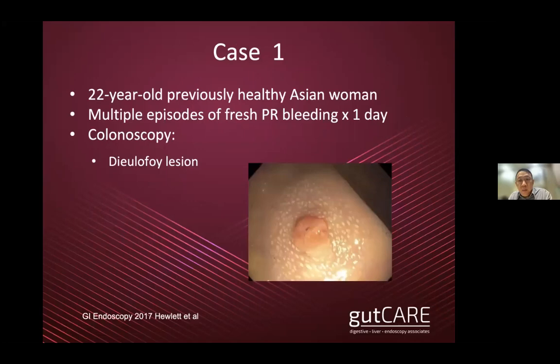So some cases that I can share with you. This one, a 22-year-old previously healthy woman, multiple episodes of fresh PR bleed, not treated because it was assumed to be hemorrhoids, and treated as that. The colonoscopy showed this lesion. Actually, this is a Dieulafoy lesion. It's an abnormal arteriole that spurts blood. Treatment is endoscopic treatment, clip or burn.